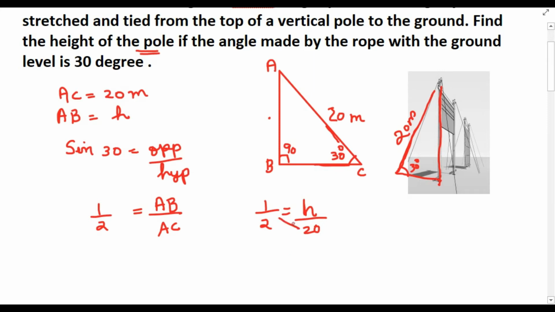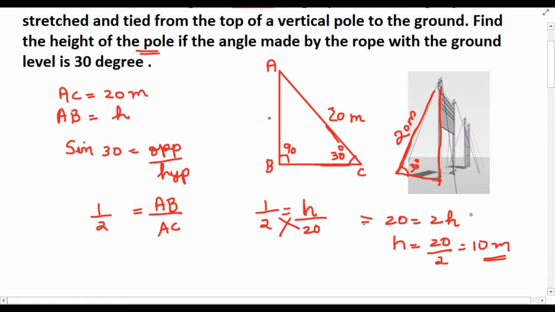Therefore when you cross multiply, we have 20 equal to 2h, or h is equal to 20 by 2, which is equal to 10 meter. So the height of the pole is 10 meter.